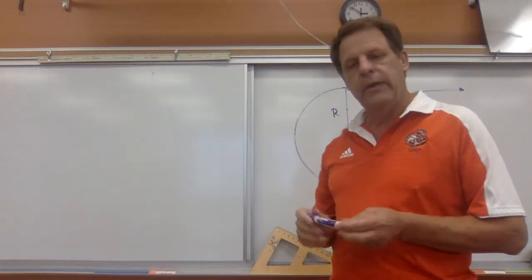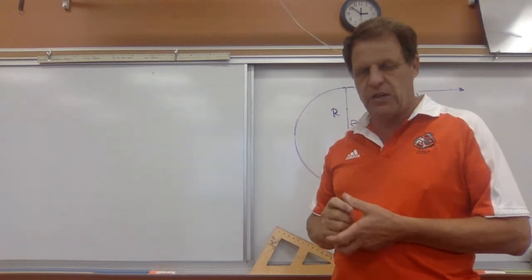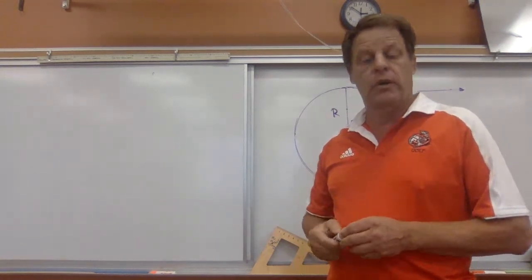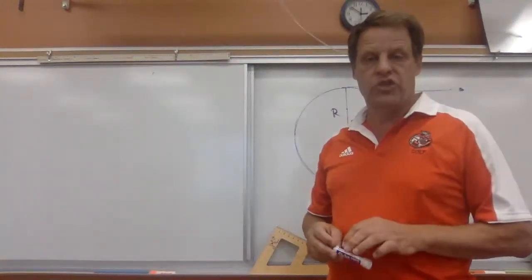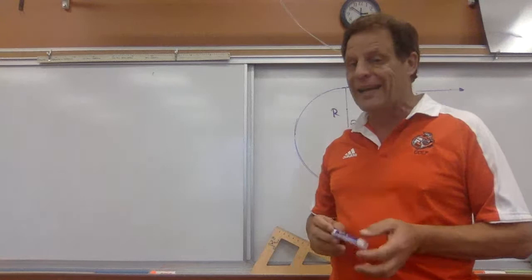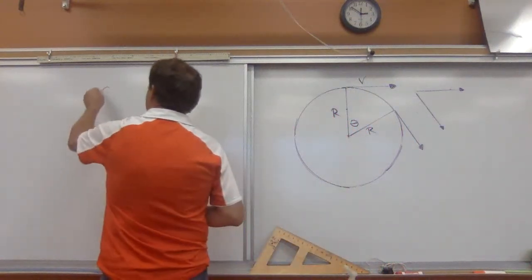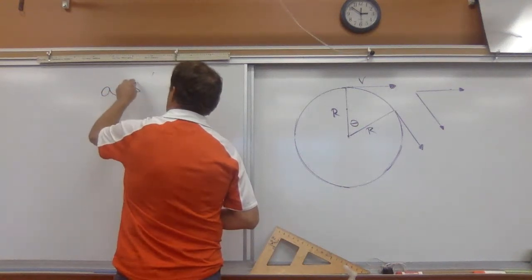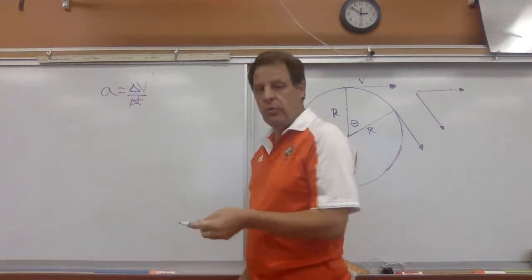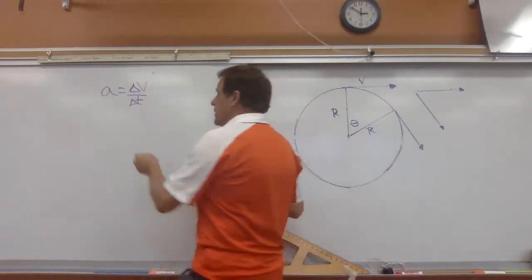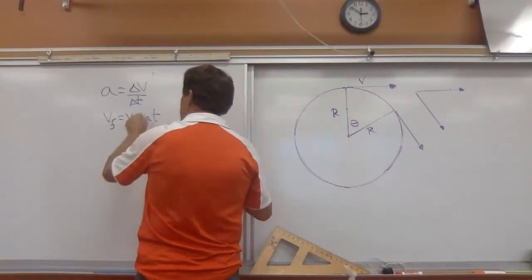Hello, everybody. We are going to be talking about circular motion and acceleration in the circular direction. So far we've talked about acceleration in terms of straight lines. For example, we know that acceleration is equal to the change in velocity over the change in time, which led to, for example, our second kinematic equation, which would be v final is equal to v initial plus at.